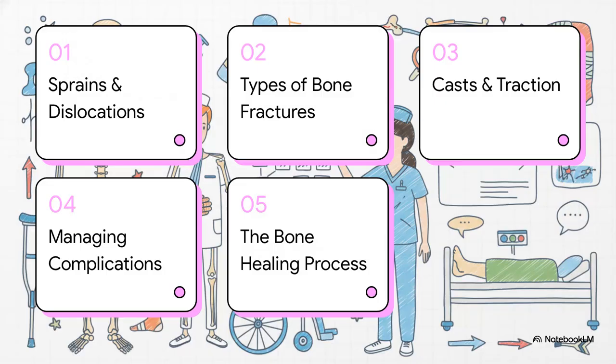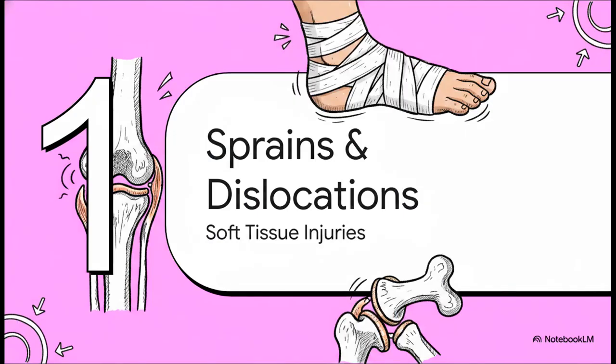So, to keep our clinical reasoning razor sharp, here's our roadmap for today. 1. Sprains, strains, and dislocations. 2. Types of bone fractures. 3. Casts, fixation, and traction. 4. Managing critical complications. And 5. The bone healing process. All right, Section 1. Sprains, strains, and dislocations. Let's dive into what happens when soft tissues and joints take the hit.